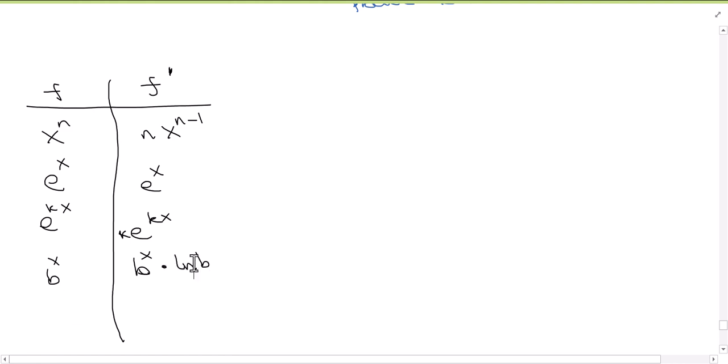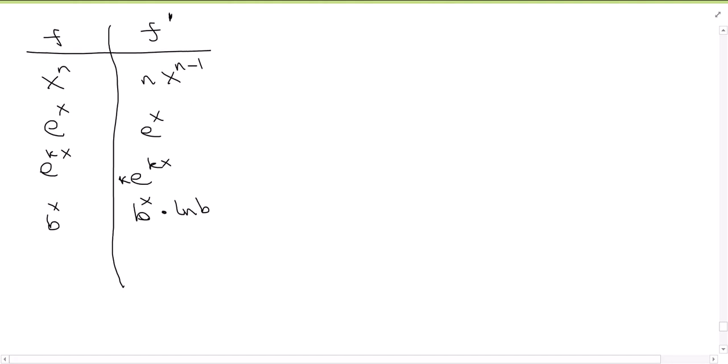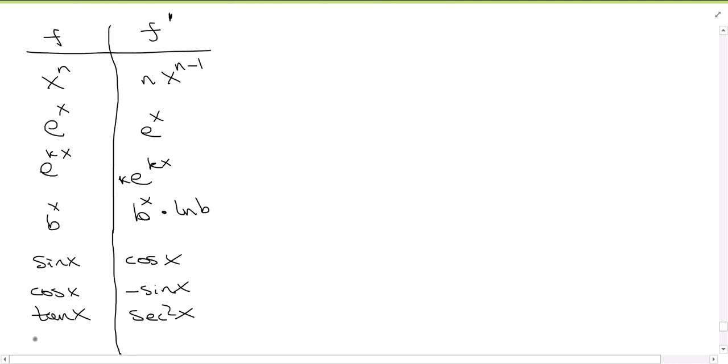And then we have all of our trig functions. So what do we have? We have sine x, the derivative is cosine x. We have cosine x, the derivative is negative sine x. Tangent x, the derivative is secant square x. Secant x, the derivative is secant x tangent x, and so on, right? You can find the other two.